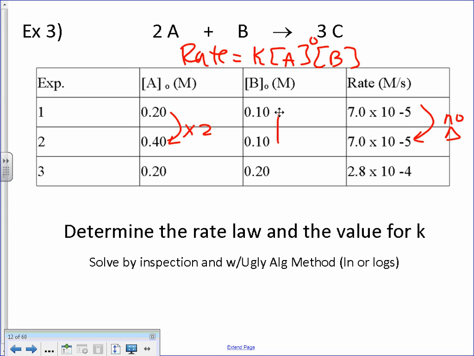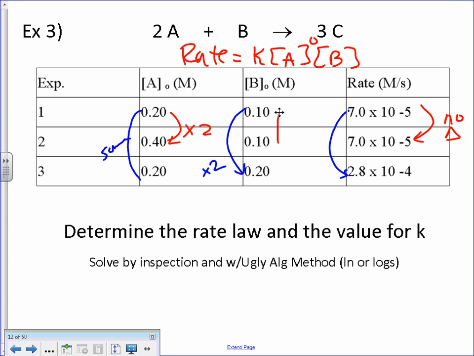Okay, so we got A figured out. How do you figure out B? So from trials 1 to 3, what's happening to A? Okay, so that's our constant. From trials 1 to 3, A staying constant, and what's happening to B? Okay, cool. So B is doubling here in concentration. What's happening to the rate?